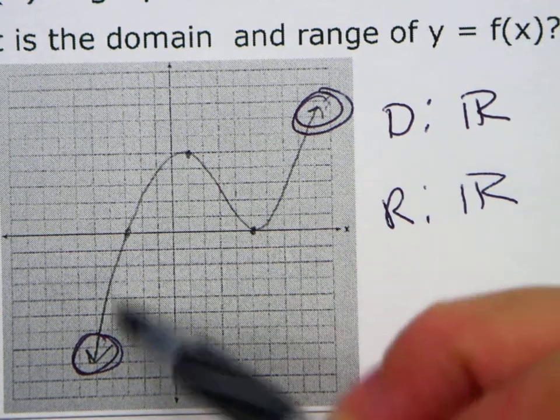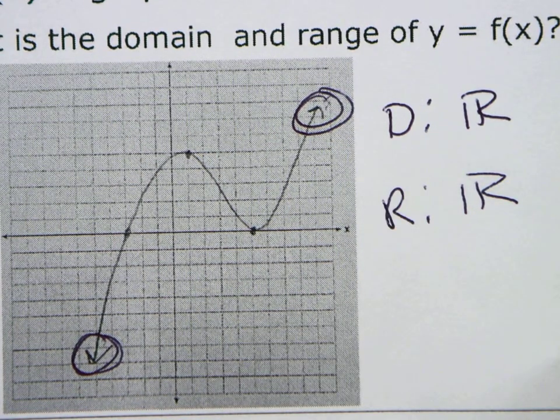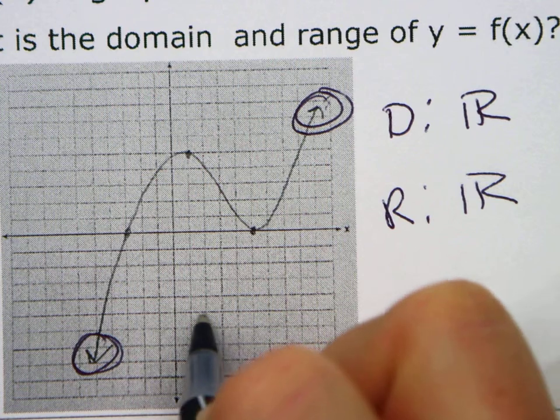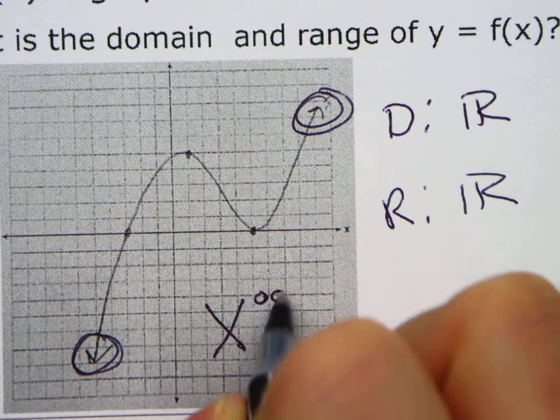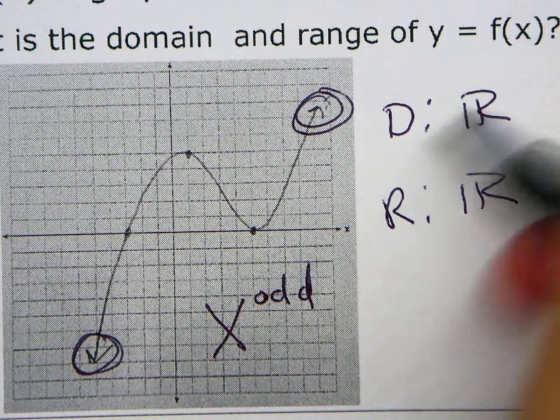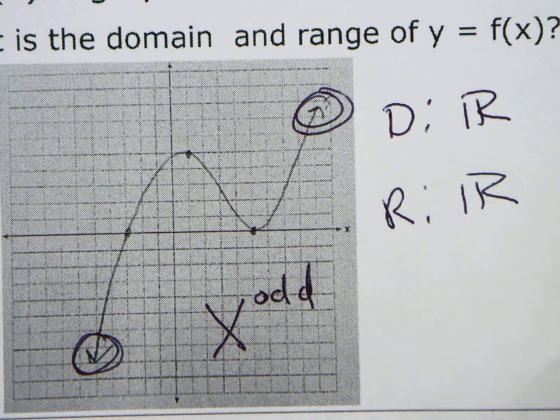Now, this is a polynomial. What do you know about the exponent? It's odd. If you have an x to an odd number, it's always super easy. All real numbers, all real numbers.